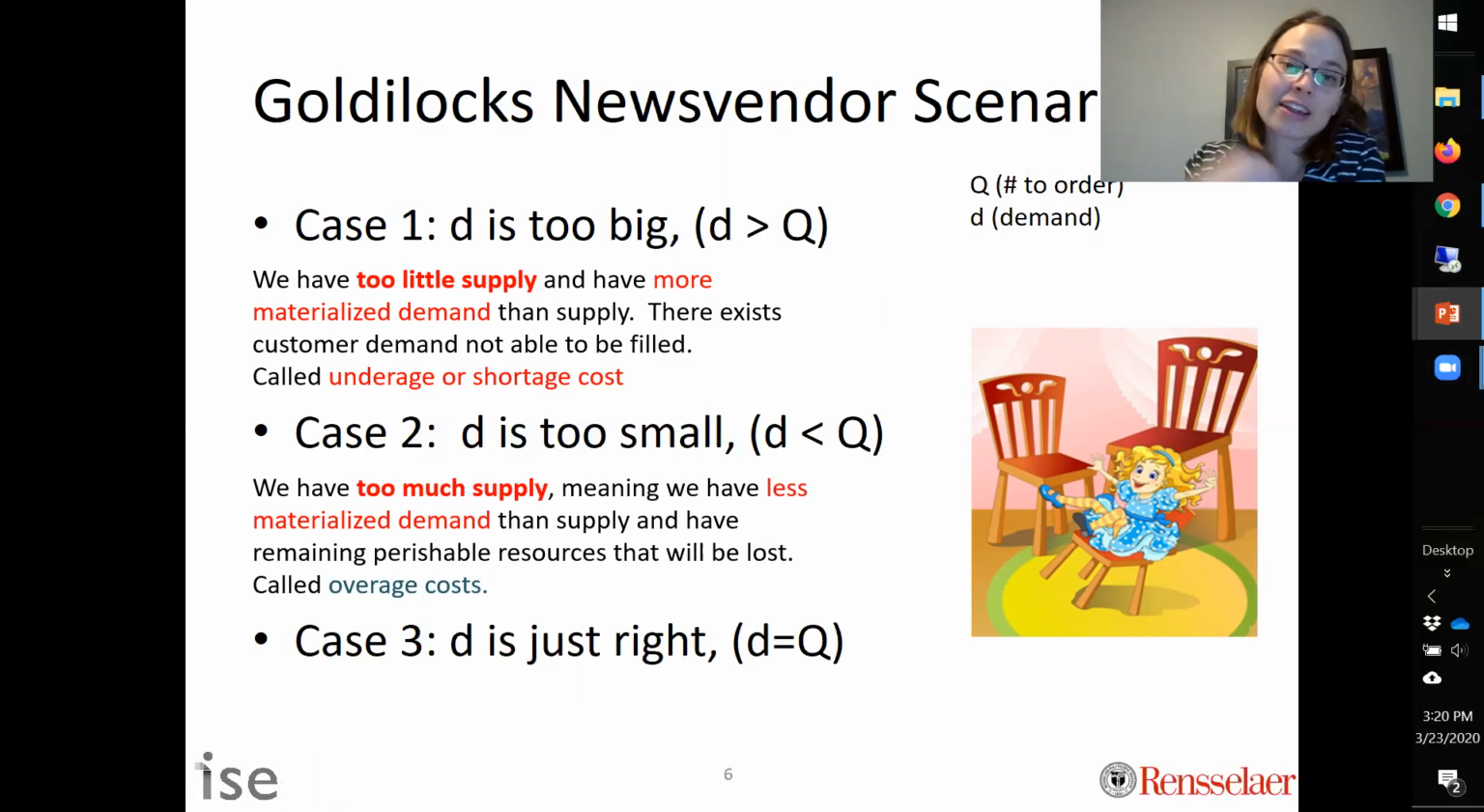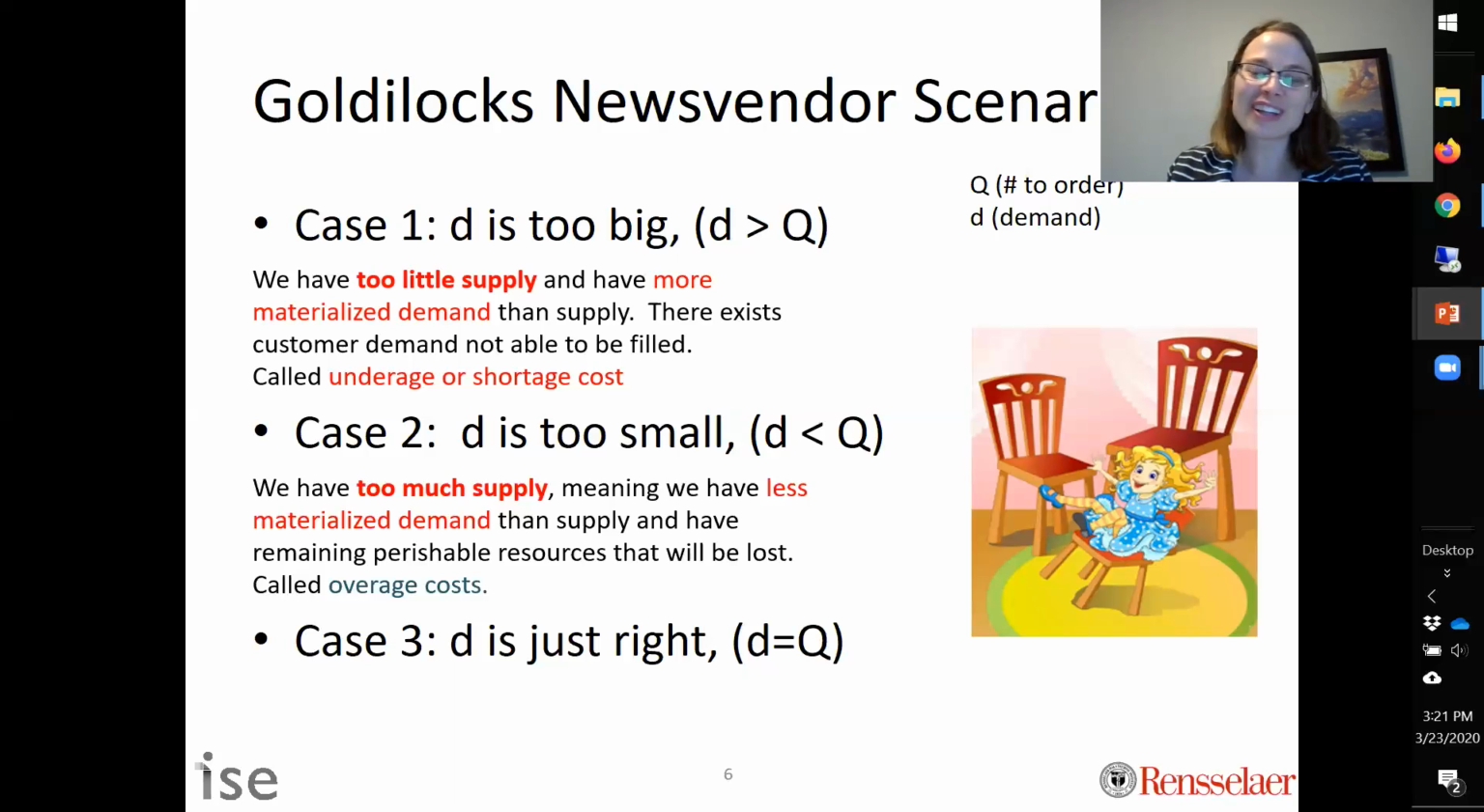So if you make Q too big and Q is more than D, then you have too much supply. And so we fulfill all the demand that day. We sell everybody a newspaper that wants one, which is great, but has a consequence. And that consequence is you have leftover newspapers. And those leftover newspapers have a reduced value. Thinking about newspapers, no one wants an old newspaper. Thinking about seasonal products at the end of the season, after Halloween happens, you have to reduce or mark down those things, and that costs you. And so when demand D is less than Q, that's what we call overage cost. We had too much inventory, and that cost us something.